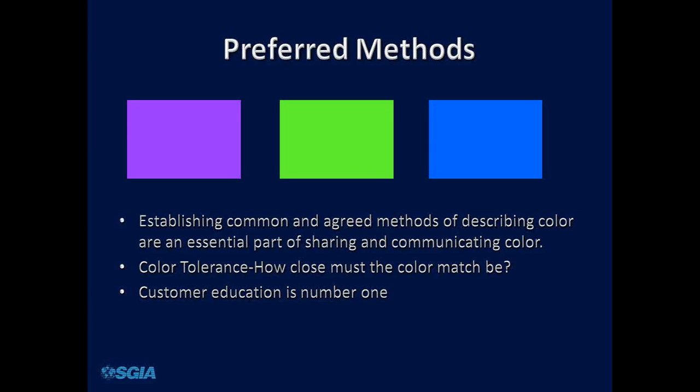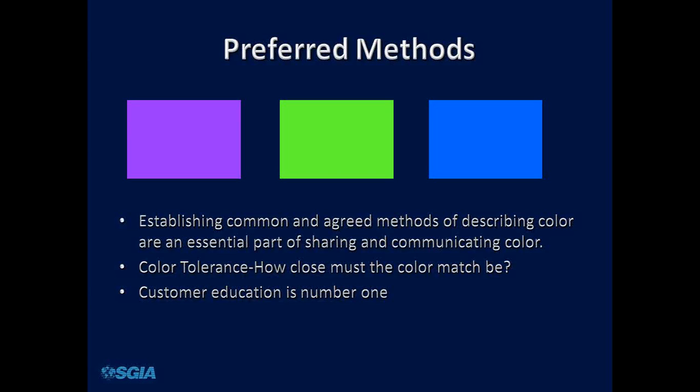Color tolerance is another important thing for us to have defined. How close must the color match be? I mean, we know from the earlier slide that we can see millions of colors, but our device can only produce tens of thousands of colors. So we know we're not going to be able to hit every color. So how close do they need to be so that everybody will sign off and say, yes, that's okay?